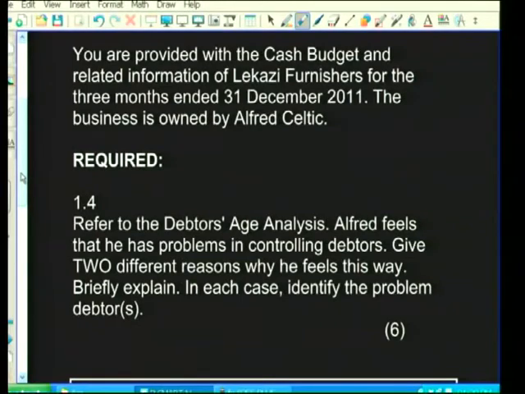1.4, refer to the debtor's age analysis. Alfred feels that he has problems in controlling debtors. Give 2 different reasons why he feels this way, and we're required to explain. In each case, we must also identify the problem debtor or problem debtors. So let's now go to that debtor's age analysis. Let's firstly identify 2 different reasons why he's feeling this way, and let's see who's the debtors responsible for making him feel this way. So let's go to our information.